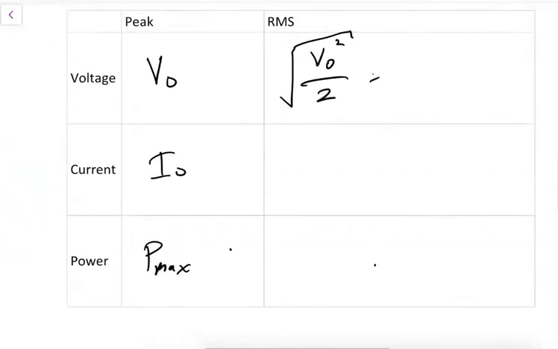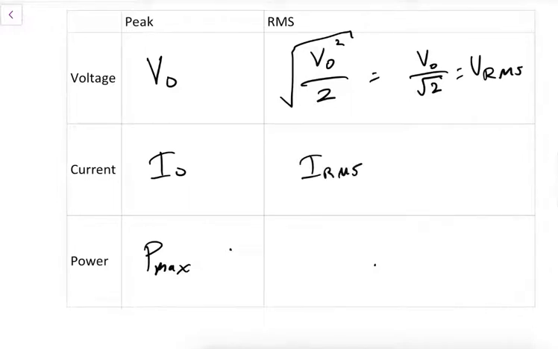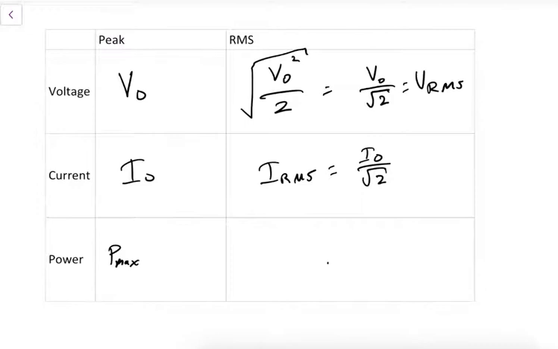So that is just V naught over square root of 2. And that's equal to our VRMS. Similarly, our IRMS, the RMS value for our current, is the same, just with our peak current value. And now for our RMS value for power. Well, we don't really use the term RMS for power. We just say P average.